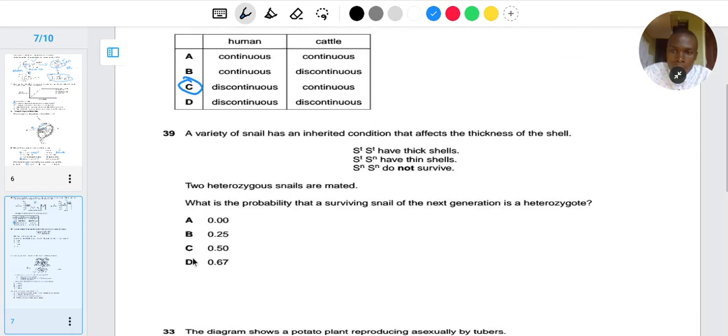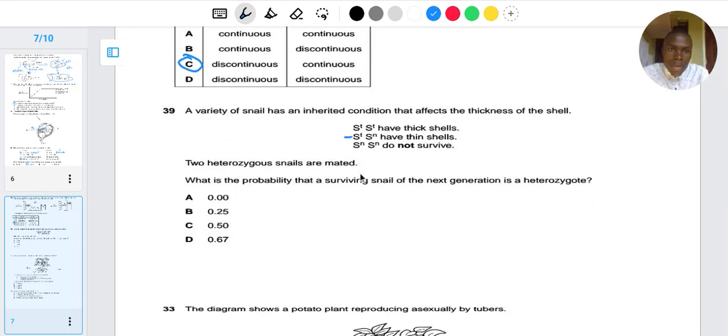Okay. The second one is saying the variety of snail has an inherited condition that affects the thickness of the shell. So we have this one that is having a thick shell, and this one having a thin shell, and this one does not survive. So two heterozygous snails are mated. What is the probability that a surviving snail of the next generation is heterozygous? So we need to cross this one with another one having the same genotype. To make our work easy, I'm going to use a Punnett square.